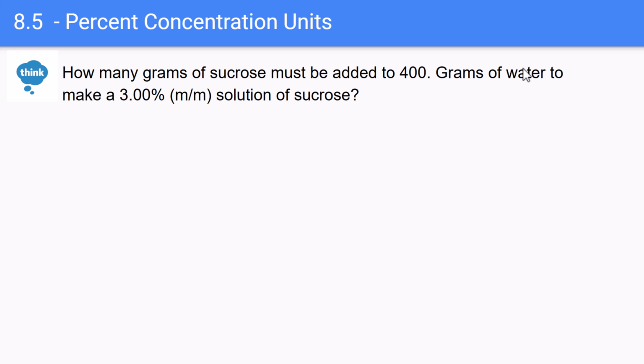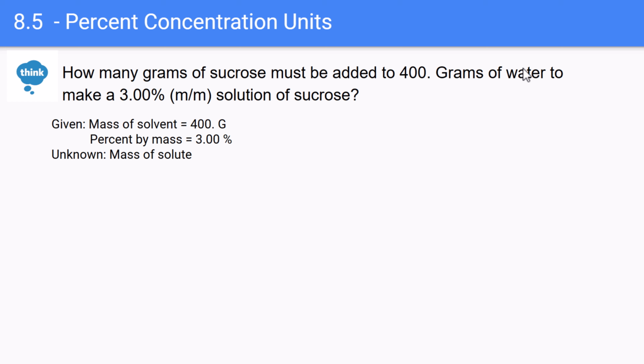This time we want to know how many grams of sucrose must be added to 400 grams of water to make a 3% mass by mass solution of sucrose. So be careful here when we go through and label these things, because it's not asking you how many grams of sucrose must be added to 400 grams of solution. It's saying 400 grams of water. Water is my solvent. So I've got to look at this a little bit differently here.